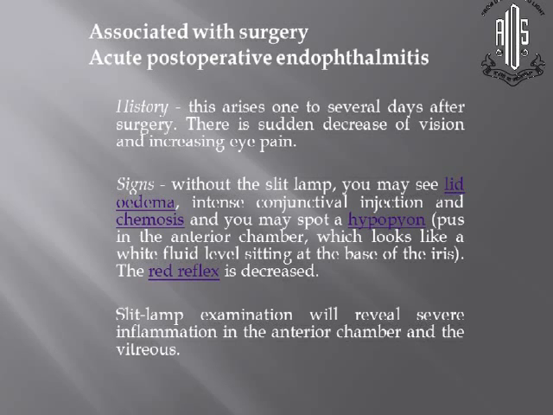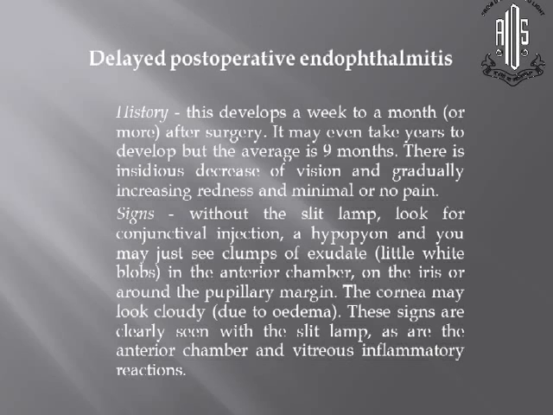So, what are the signs that we look for? Without the slit lamp, you may see lid edema, intense conjunctival injection and chemosis, and you may spot a hypopyon, which is pus-like material in the anterior chamber. It looks like a white fluid, and of course, the red reflex will be decreased because of the subsequent vitritis. Slit lamp examination will reveal severe inflammation in the anterior chamber and in the vitreous.